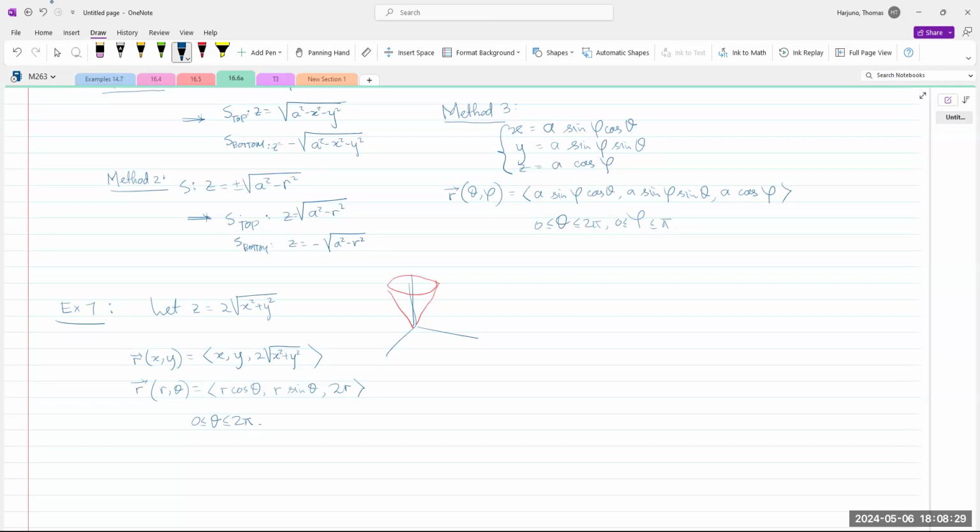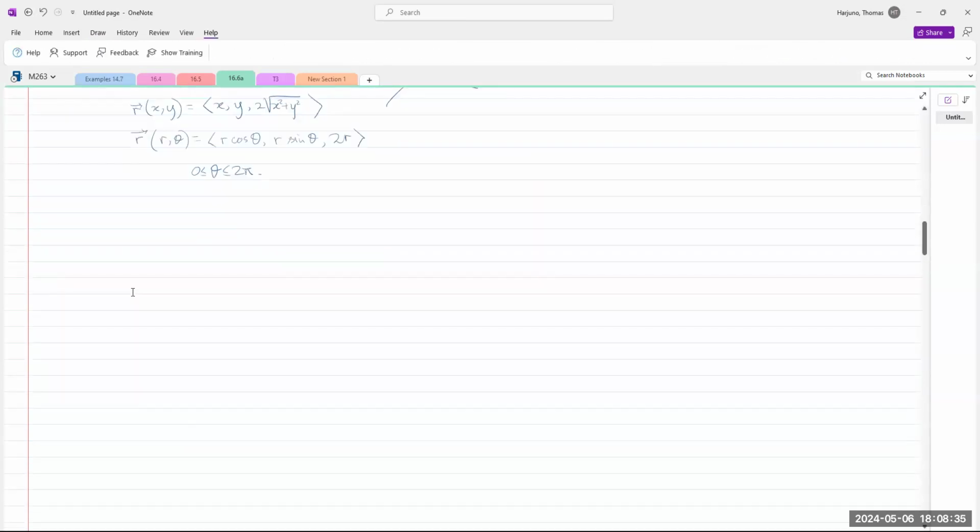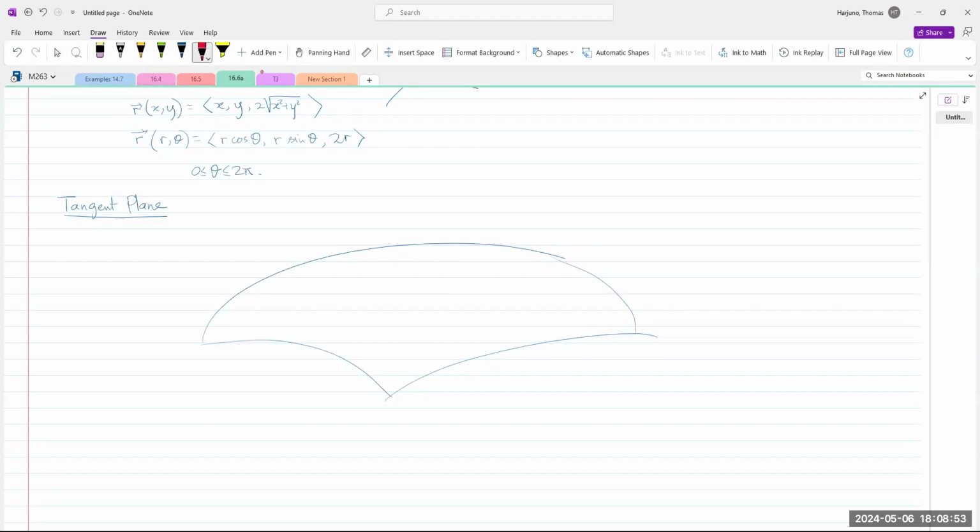Now, how about the tangent plane? Suppose I have a surface, and we want to observe it at this point here, and we have a vector normal to it at that point. That's the normal vector. And then the plane tangent at that point may look something like that. This is the tangent plane.